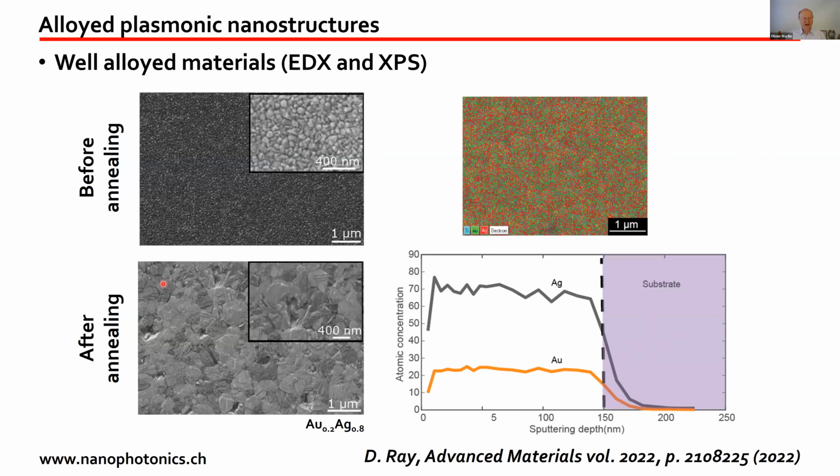Between before and after the annealing, we see that the surface is modified. If we make some materials analysis like EDS or XPS, we see that going through the thickness of the film, we have a homogeneous distribution of gold and silver. So in that case, that would be 20% gold, 80% silver. And this is indeed homogeneous through the entire sample, whereas at the beginning, we had gold at the bottom and silver at the top. Now it's perfectly alloyed throughout.